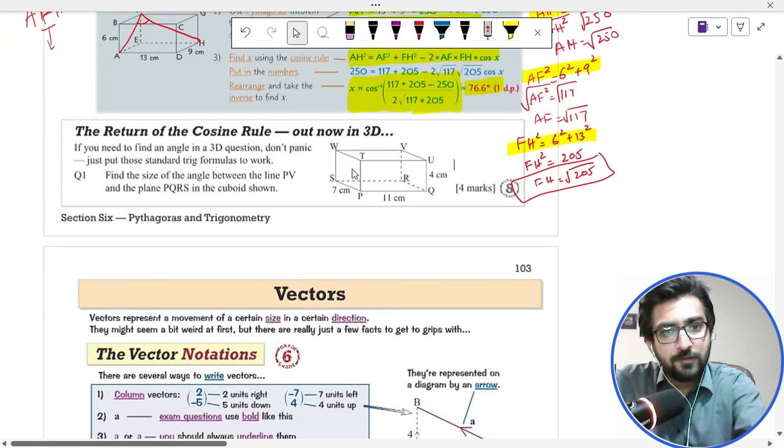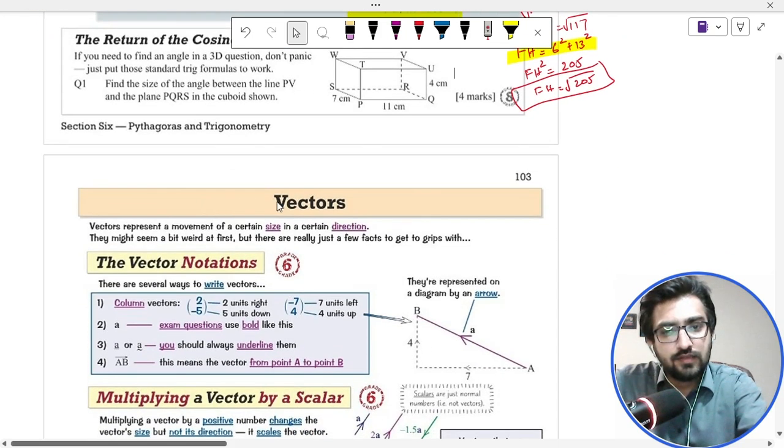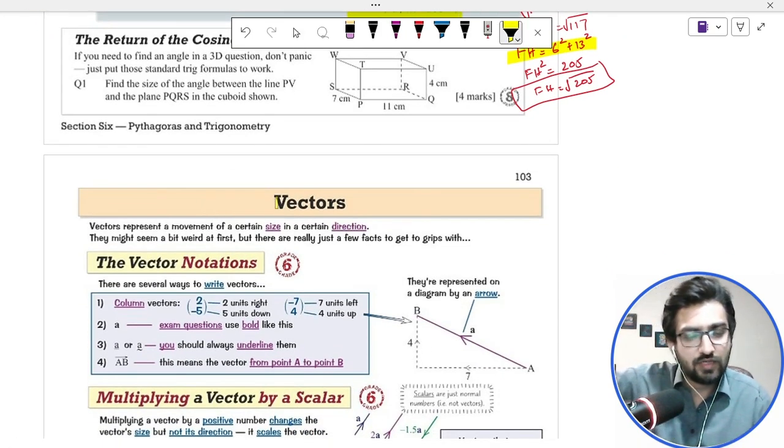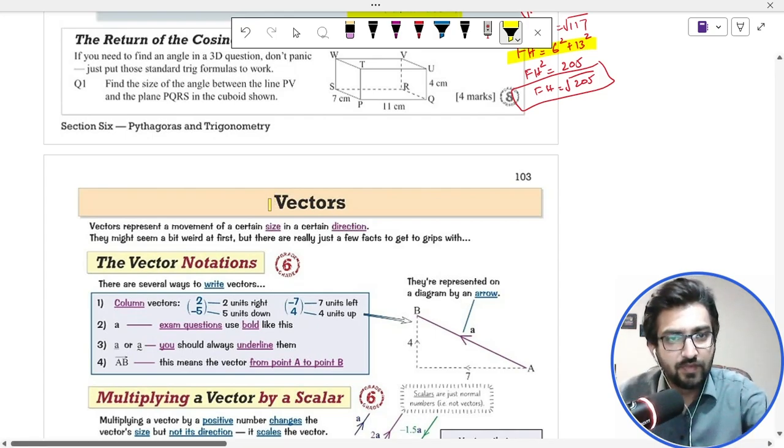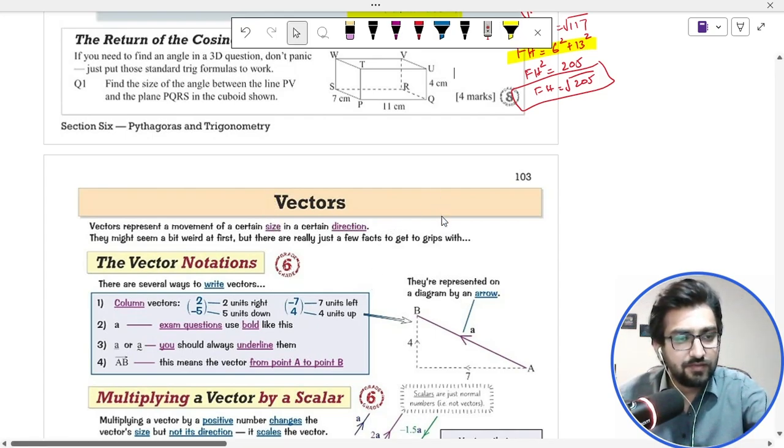This is your homework. Try this, solve this question. The vectors, we will complete this vector in the next lesson, and that would be the fourth lesson of this chapter. Till here is enough. We'll start vectors in the next lesson.